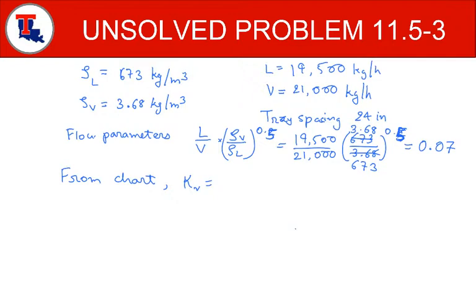So it's actually 3.68 divided by 673 raised to 0.5. Now does the value of 0.07 stand okay? Okay, all right. Excellent. Thank you for overlooking my mistake.